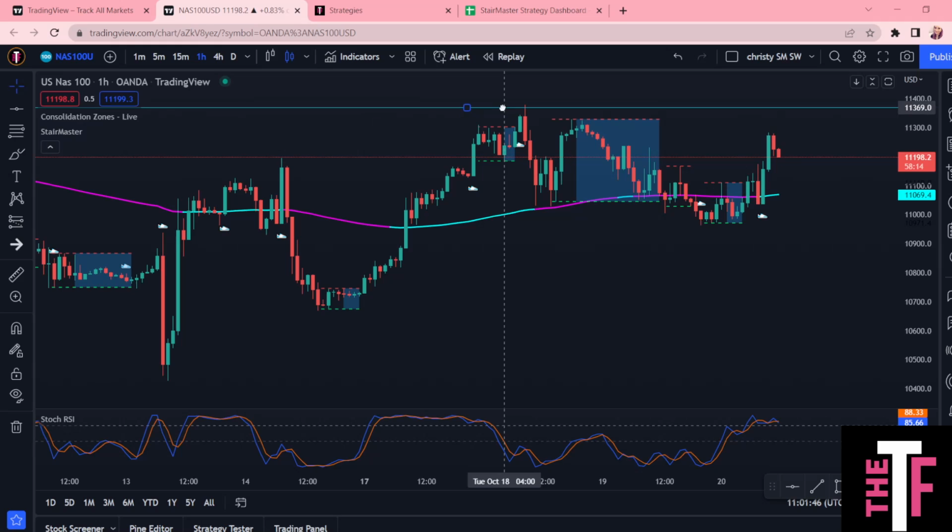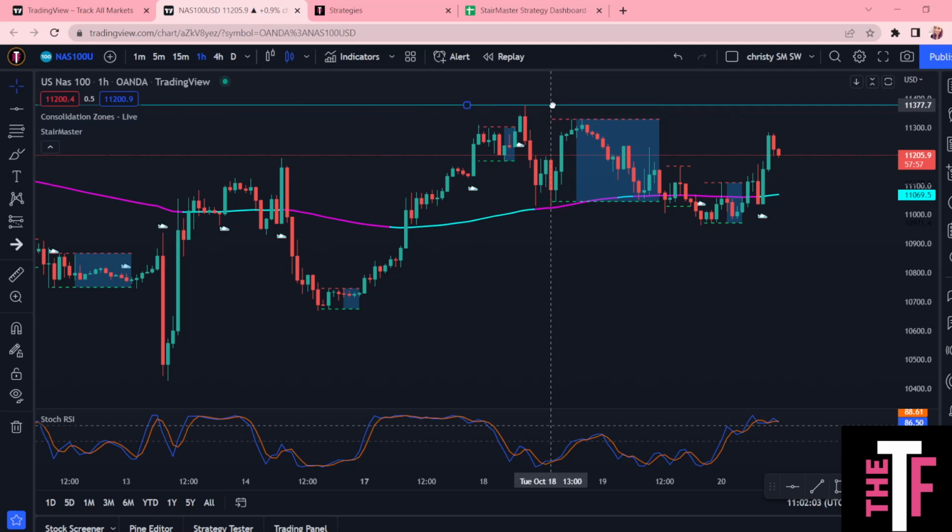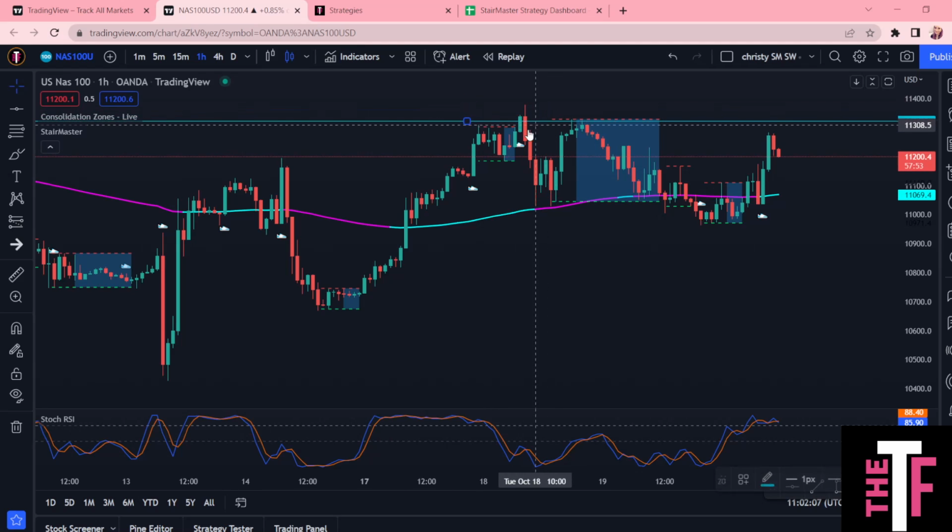I don't like to go all the way up to wicks. I like to grab most of the price action, so that way if price does come to retest, where is it likely to hit? What is the higher probability? The higher probability is that it will hit the more popular area that was kind of in here, but still being a high versus all the way up here. So I tend to sit around this area.